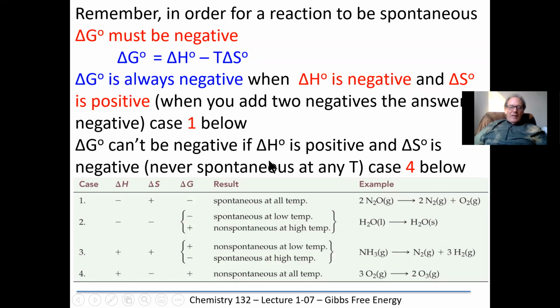Delta G can't be negative if delta H is positive and delta S is negative. It's never spontaneous. That's case 4 at the bottom. And I pointed that out with respect to this equation. Again, delta G would always be positive in that case, because if delta S is negative, this is going to be a positive. And if delta H is positive, a positive added to a positive gives a positive.